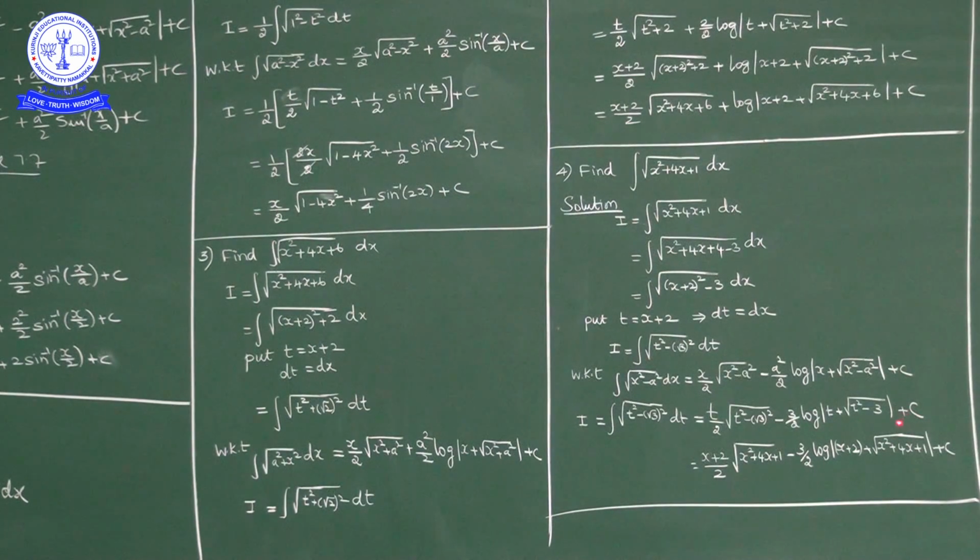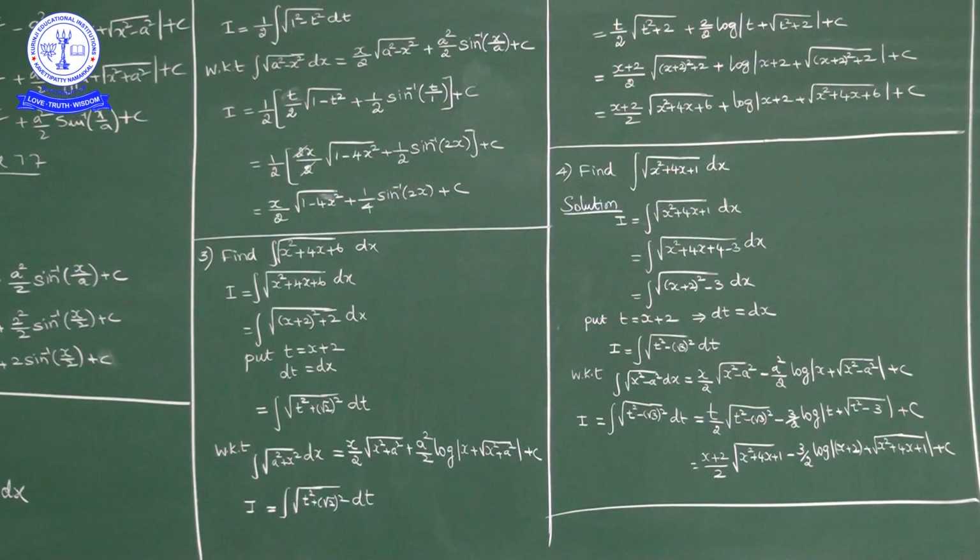What is t? t is nothing but x plus 2. Okay, after simplification we will get the final answer. In place of t substitute x plus 2. So what will we get? x plus 2 by 2 into square root of, if you write x plus 2 whole square and this one as 3, so what we get is x square plus 4x plus 1. So x plus 2 by 2 into square root of x square plus 4x plus 1 minus 3 by 2 into log mod, in place of t write x plus 2 plus square root of x square plus 4x plus 1 plus c. Okay, this is the final answer.